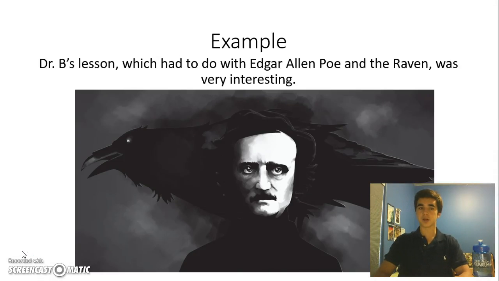For example, "Dr. B's lesson, which had to do with Edgar Allan Poe and the Raven, was very interesting." As you can see, there are two commas, before and after which. That is because you could say, "Dr. B's lesson was very interesting," and that would be an okay sentence. But because you have which, it allows you to add in this unnecessary detail of had to do with Edgar Allan Poe and the Raven. So as you can see, this is the unnecessary detail I was talking about before.